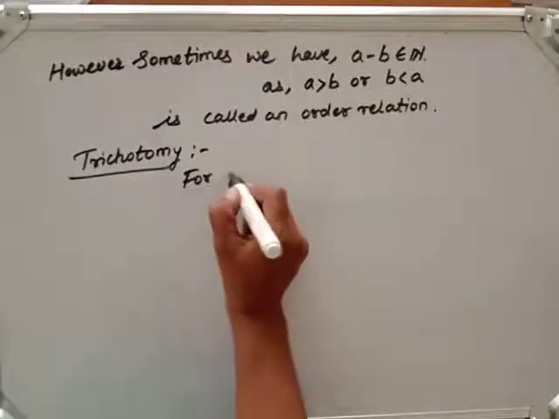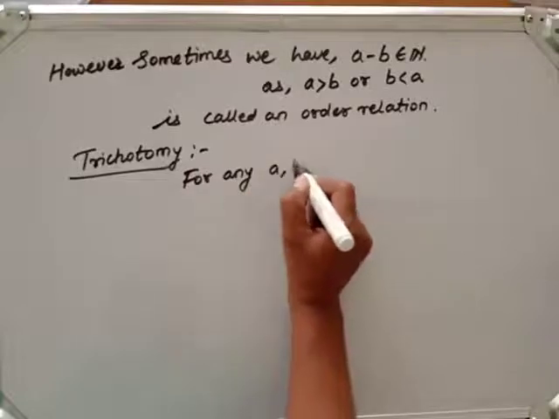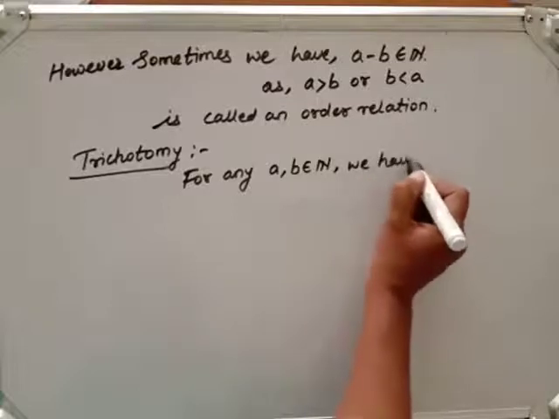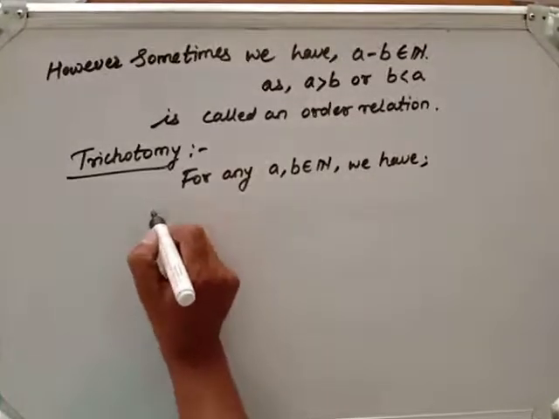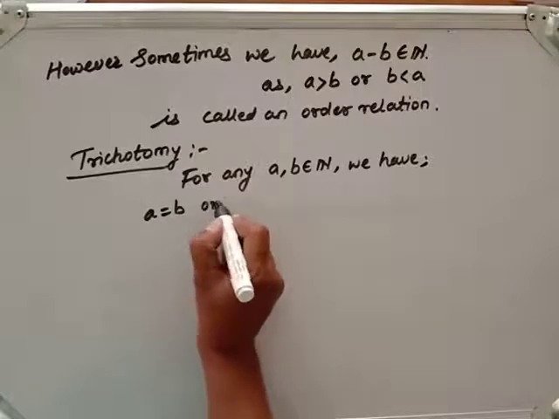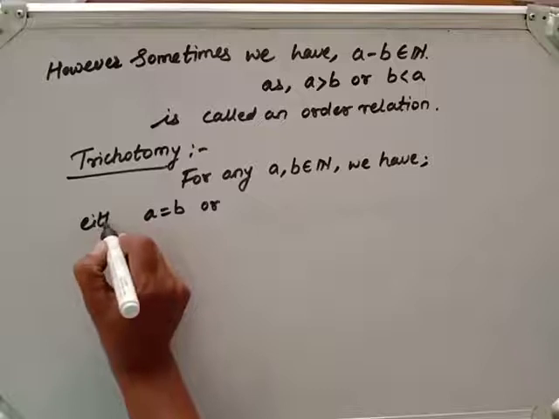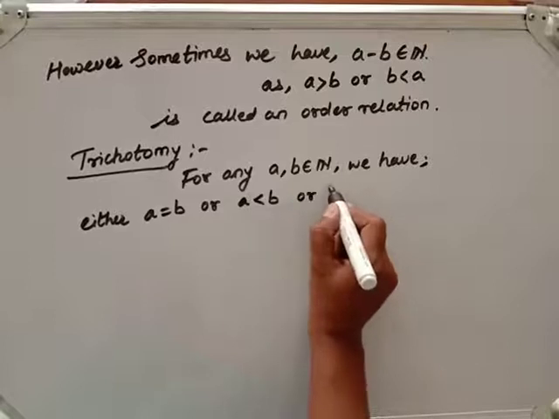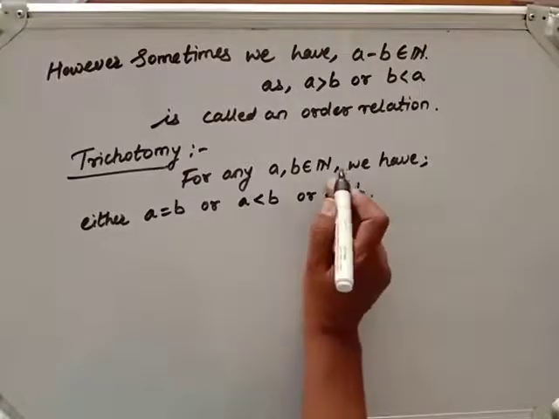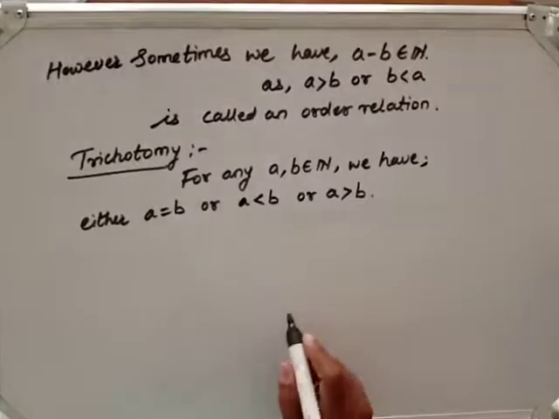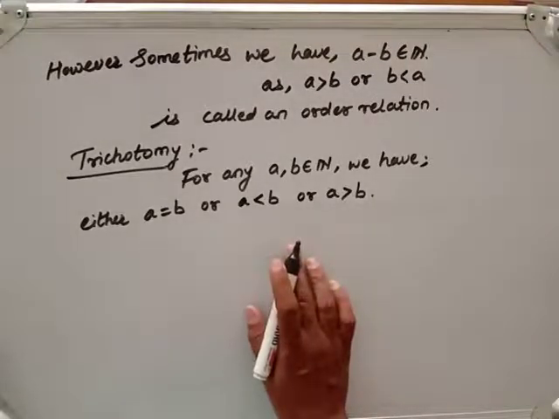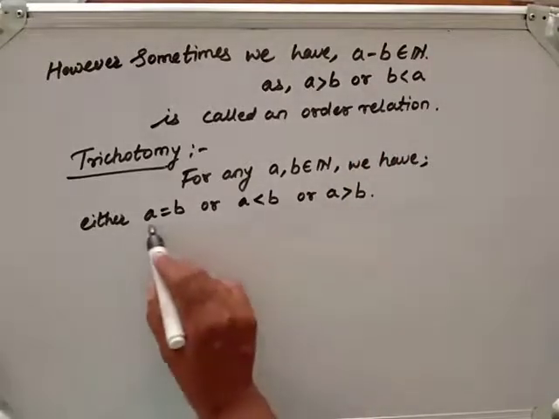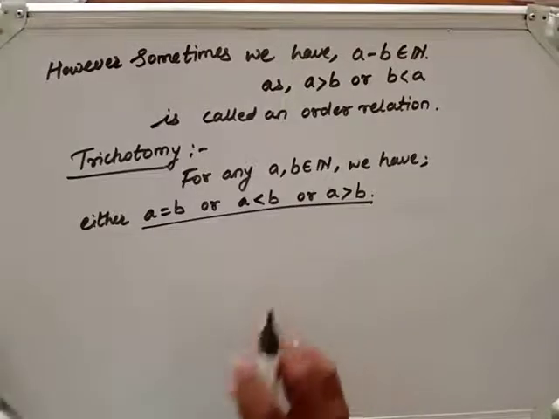For any a, b belonging to the set of natural numbers, we have either a equal to b, or a is less than b, or a is greater than b. These are the possibilities. That is the law of trichotomy. Now this will occur when the subtraction of natural numbers is possible.